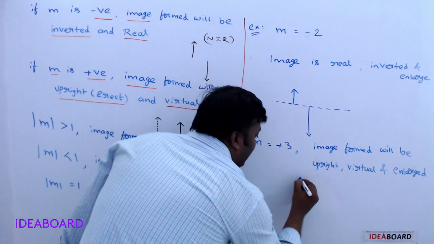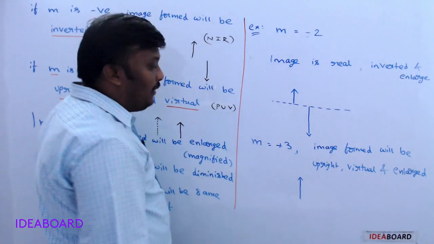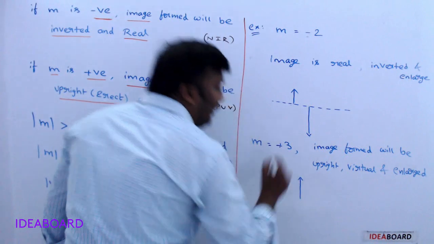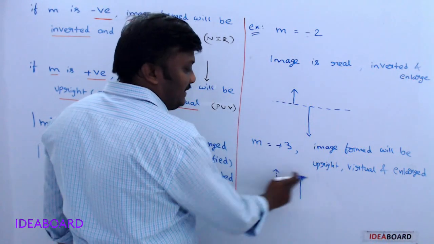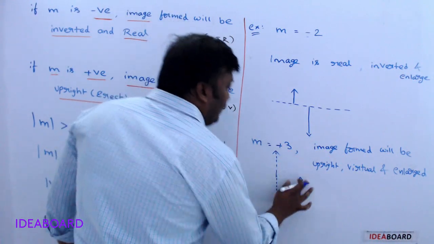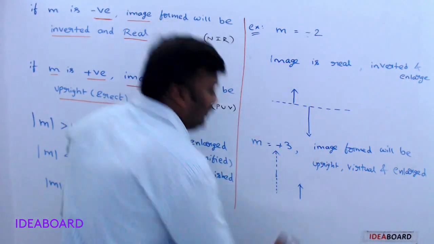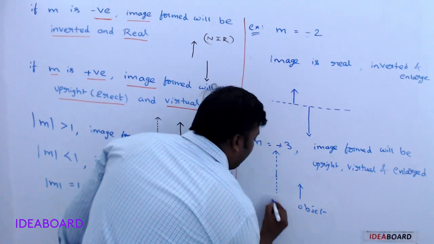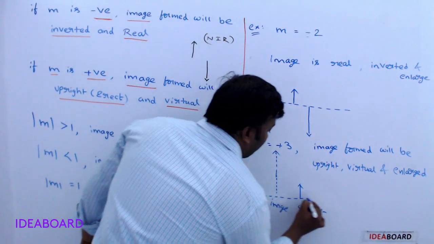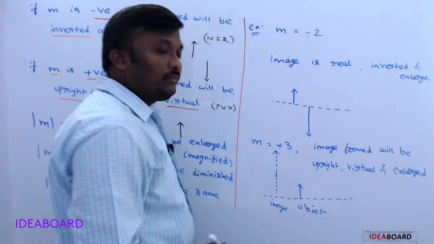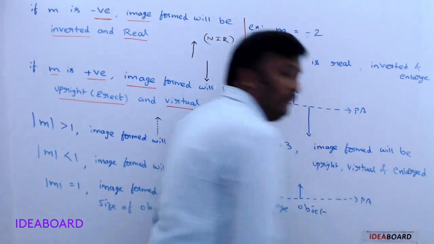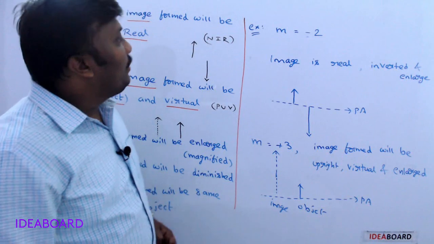That means if you take this as the object, then where is the image formed? An upright, virtual image is formed. Virtual means dotted lines. Upright means the arrowhead is in the same direction. Enlarged, 3 times enlarged. That's why I take a smaller object. So this is the object and this is the image. Both are on the same side. Plus 3 indicates that both are above the principal axis. Do you understand?